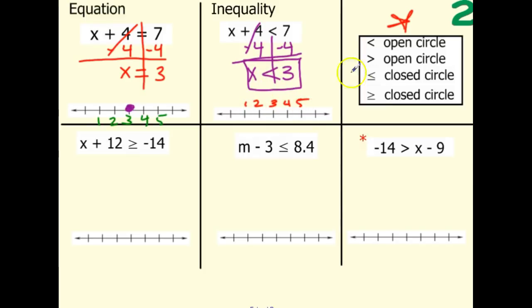But there's no equal to, so we have this symbol right here. It's an open circle. We're starting at 3. And then like an L, this makes an L for less than 3, which would be towards 2 or 1. Or put an arrow in there pointing to the left.